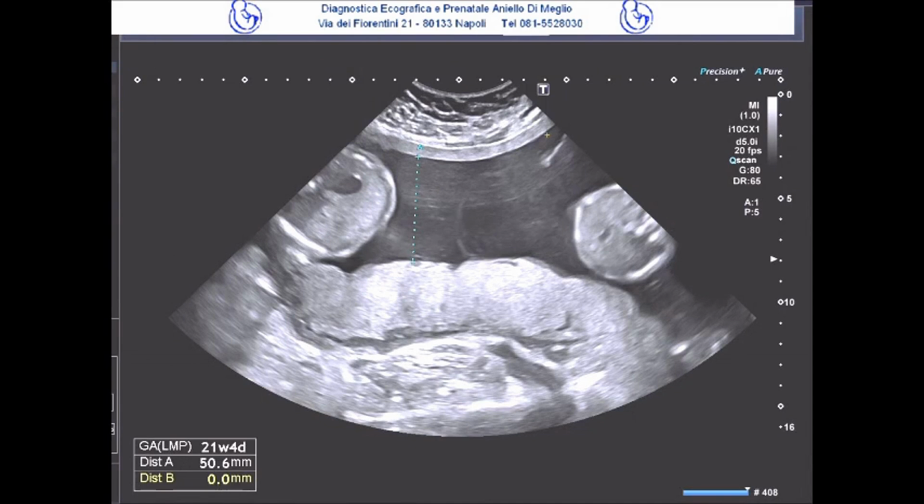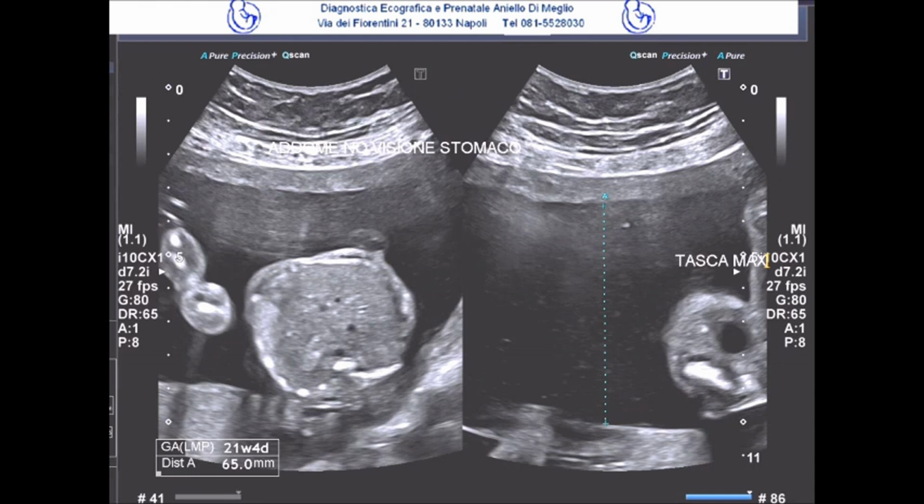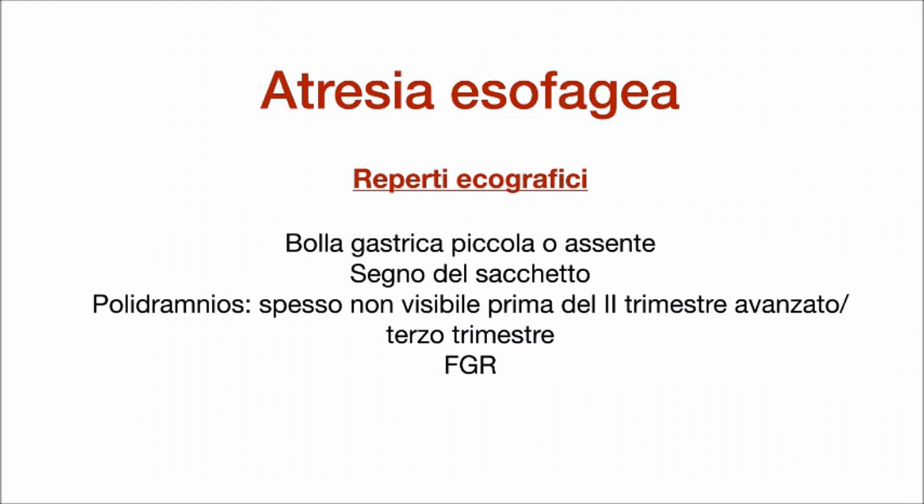We see that in this case, another sign can be the presence of polyhydramnios. Polyhydramnios rarely develops before 20 weeks. And we see in this case that this fetus had no polyhydramnios in this initial diagnostic exam. This may be due to the fact that fetal urination is not an important part of the overall amniotic fluid dynamics until approximately 20 weeks of gestation.